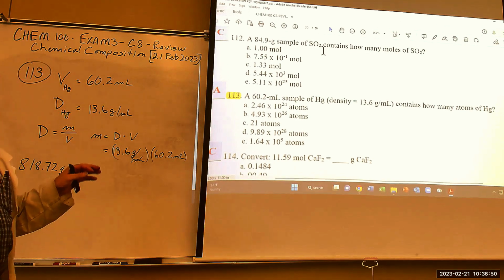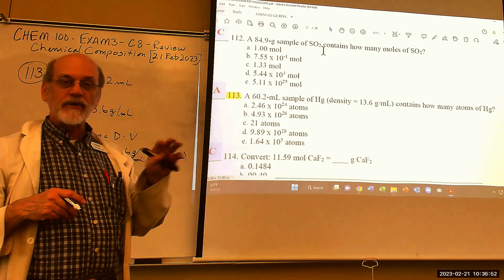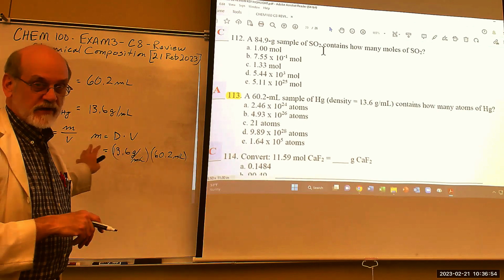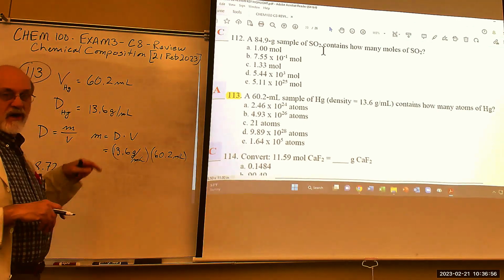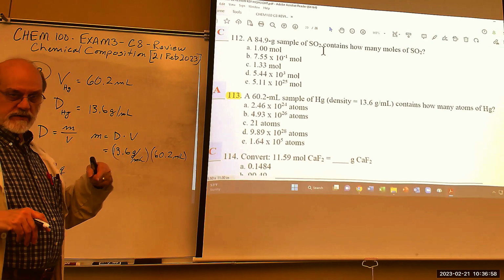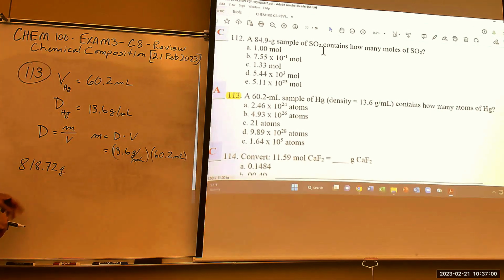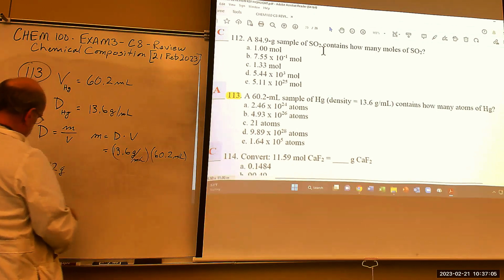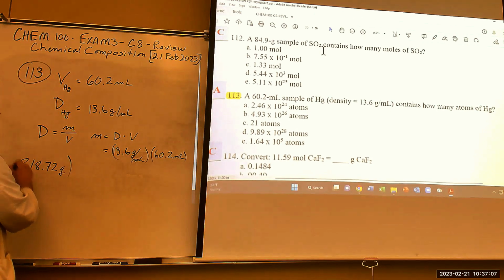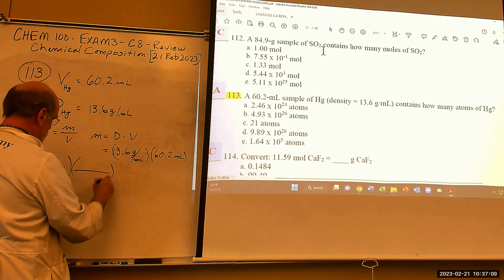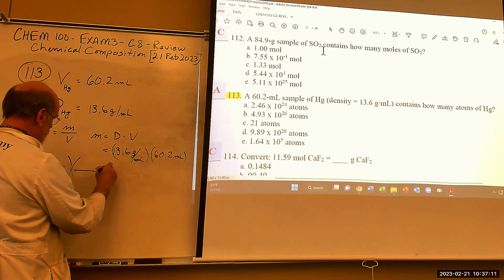Since all of our activities now are multiply, divide, I'm going to keep all of my decimal points until the end, because I don't want rounding errors. So I'm not going to round this right now. It would round up if I kept only 3 significant figures. I'm going to keep these and convert that to moles of mercury.